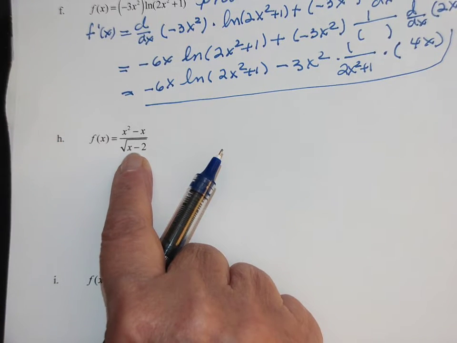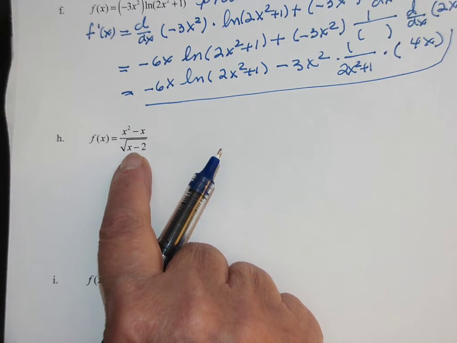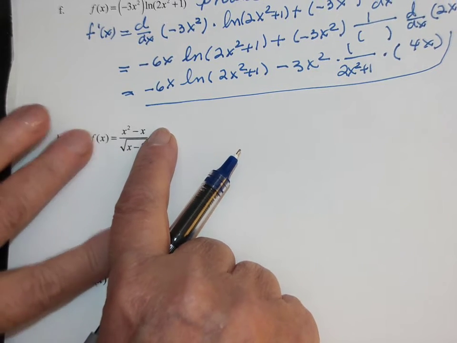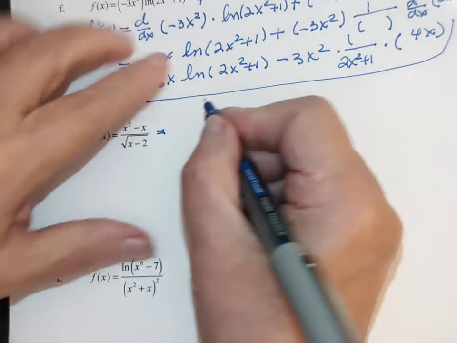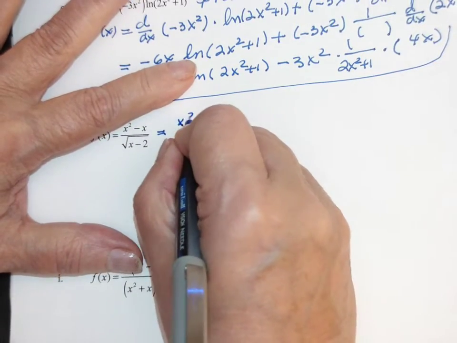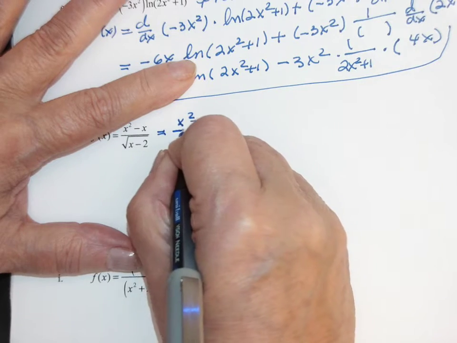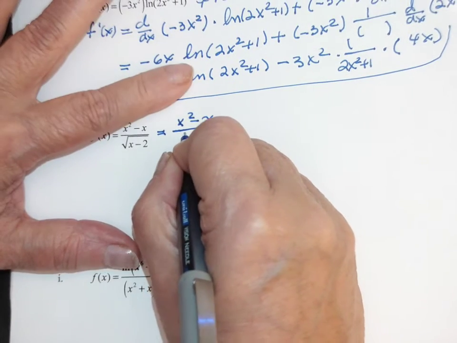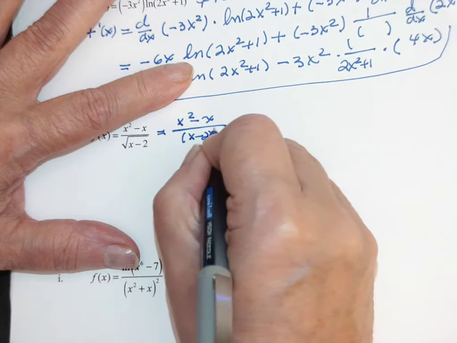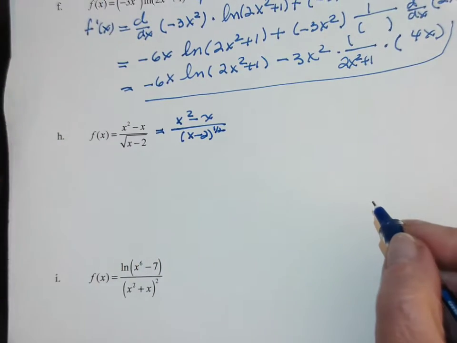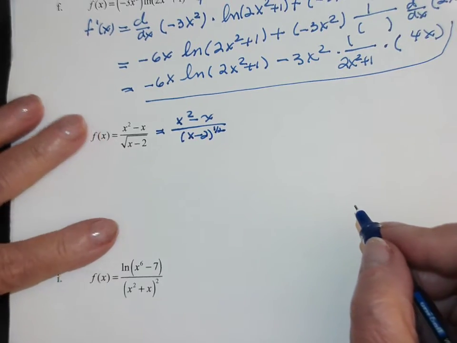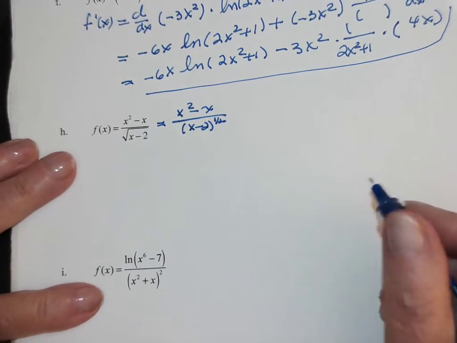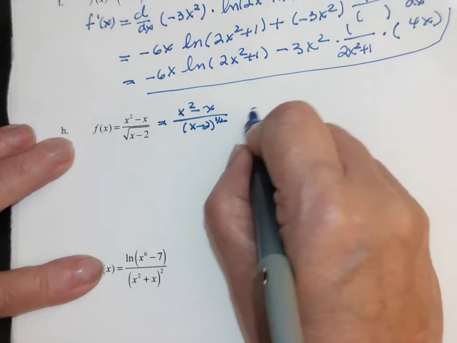Now, I can either do this using quotient rule or I can do this using product rule. If I move the square root up, I don't know which is going to be easier. I'm just going to leave well enough alone. So this is x squared minus x over x minus 2 to the 1/2. No e's and no logs. So this is just straight old-fashioned quotient rule.